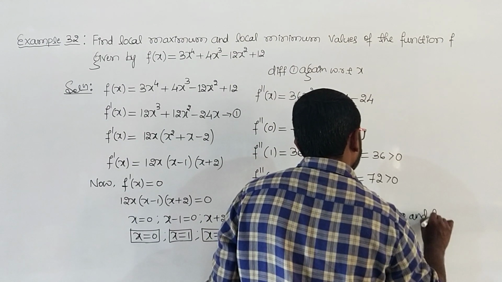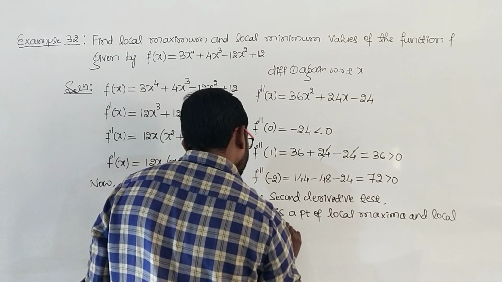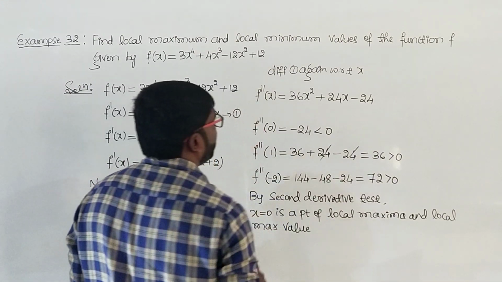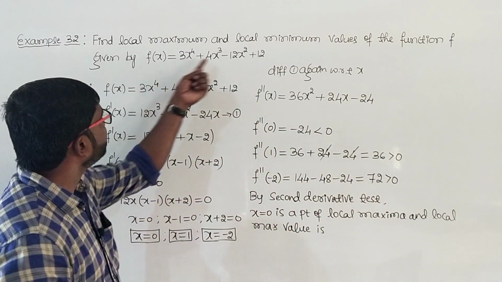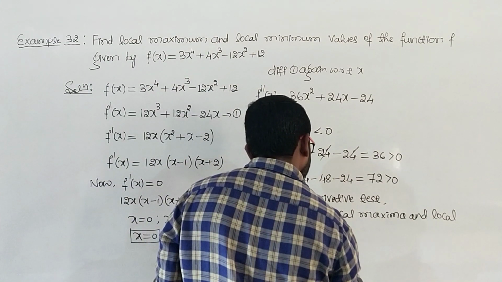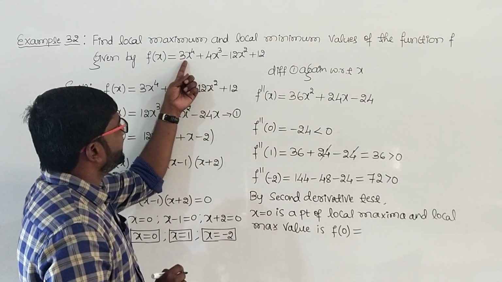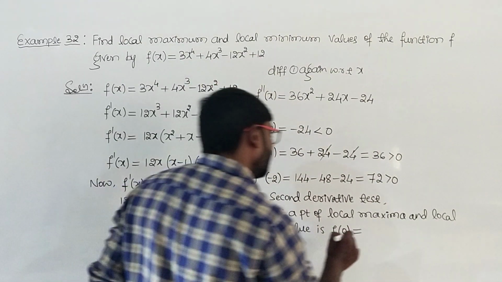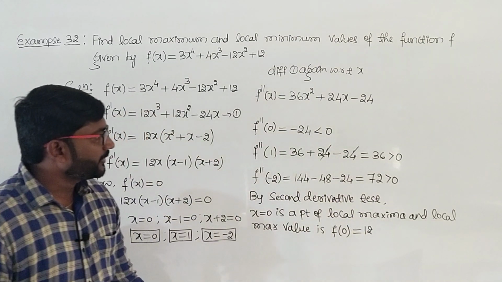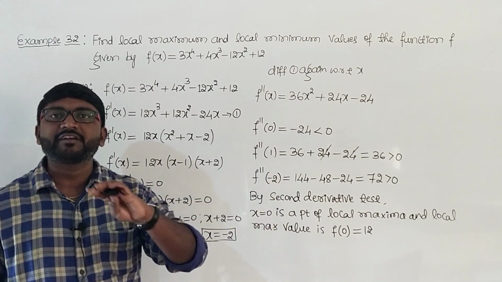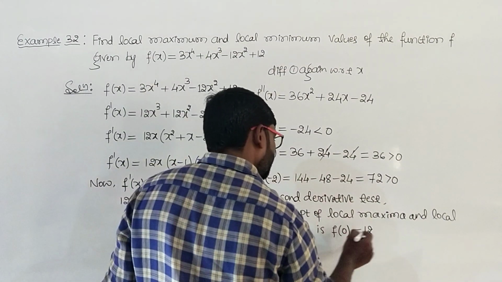And the local maximum value is, that means substitute x equal to 0 in the given function, f of 0. So f of 0 is equal to, replace x by 0 here, all these three terms become 0, you get only 12. So the local maximum value is 12. Then x equal to 1 and x equal to minus 2 are the points of local minima, and we have to find the local minimum values.